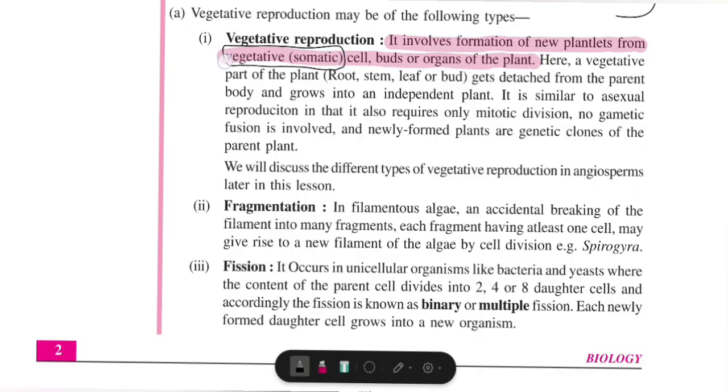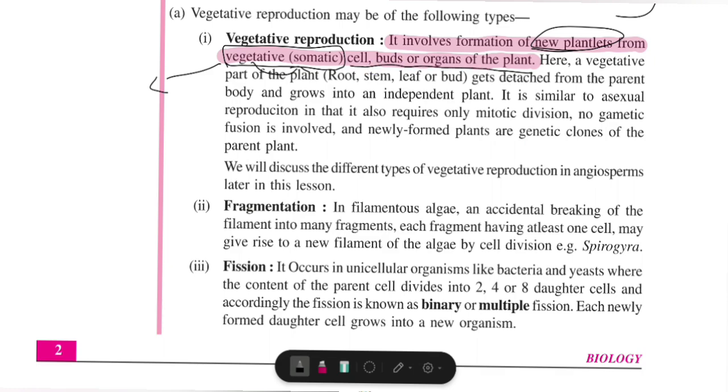What do you mean by vegetative or somatic? Vegetative or somatic is a part of the plant that you can cut off and it will not kill the parent plant. So vegetative or somatic is basically the part of the plant that can be cut off. The vegetative's other name is somatic. So what happens here is that in vegetative reproduction, the formation of a new plant occurs from the vegetative somatic cell, bud or organ of the plant.